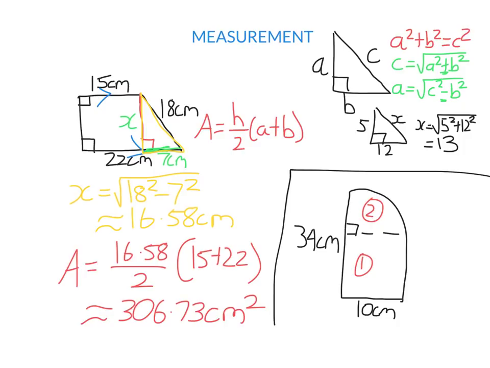So let's first look at the rectangle. Well, I know the width, but what will be the length? Because this here is a quarter circle, the radius will be the same everywhere. So if this side is 10, this side will be 10. Which means this side from here to here in green will be 34 minus 10, which is 24. So the area of the rectangle is just going to be length times width, 24 times 10, easy as.